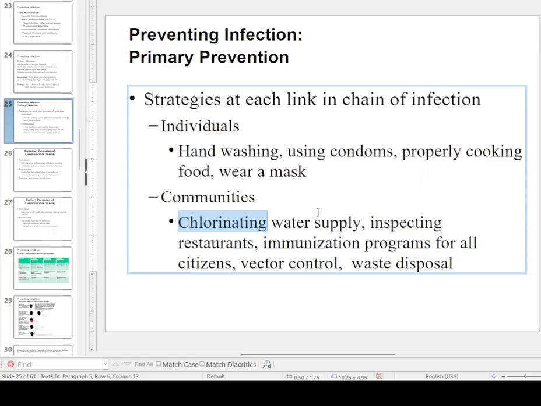So chlorine and fluoride, which reduces tooth decay, added to the water supply is a good thing, but only in the right amounts. Restaurant inspections, that's not what individuals do, that's what communities do.